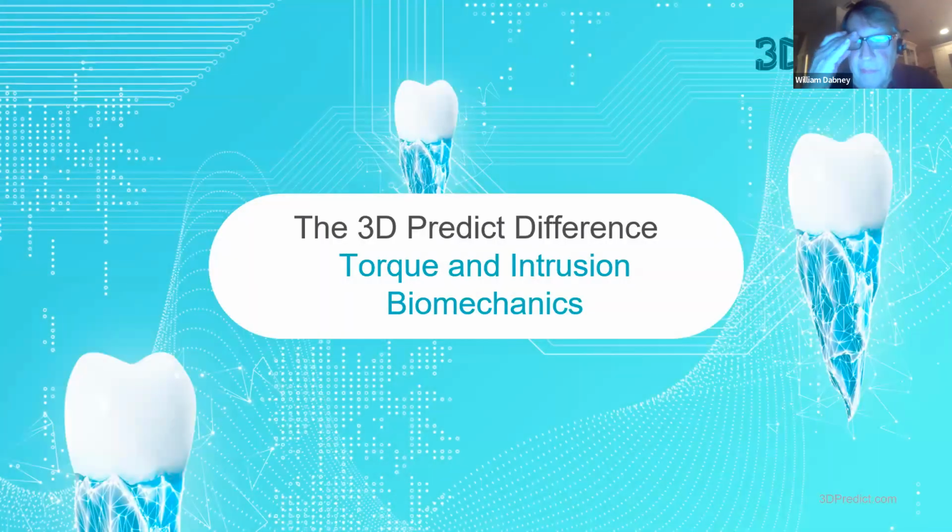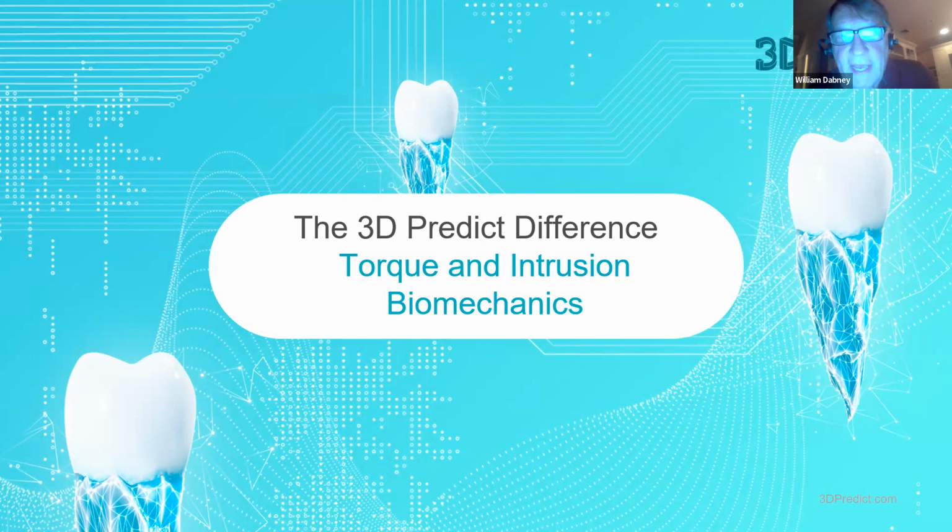All right. Torque and intrusion. Again, we'll go into other things in future webinars, but this is a real cool one to understand what torque and intrusion is. Torquing is a twisting motion. So if you're taking an upper incisor and you can twist it to the lingual or twist it to the labial, that's what you want to be able to do to torque. It is influenced by the teeth next to it.